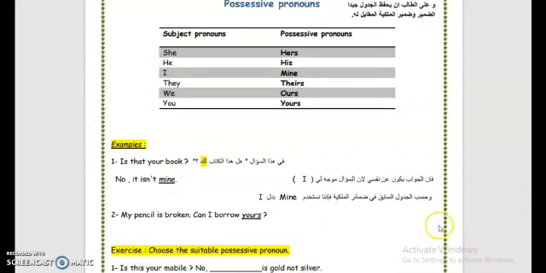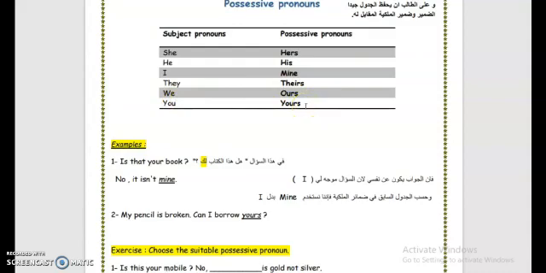Now look at the next example. My pencil is broken. Can I borrow yours? So here it refers to you and you have to use the possessive pronoun for you, which is yours.